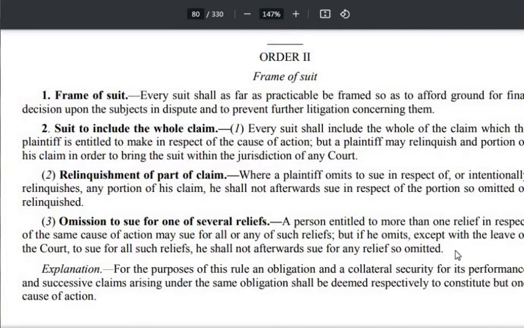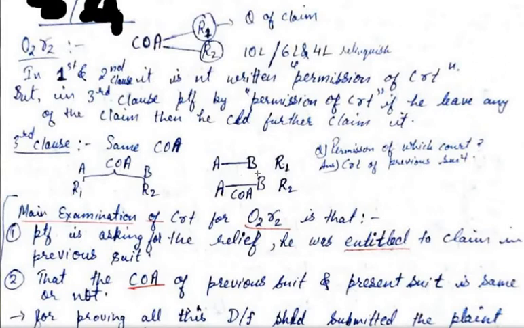So the point you have to observe is they are using the words same cause of action. Now suppose A had a cause of action against B. And on this cause of action A has got two reliefs, relief 1 and relief 2. Now A files a suit against B claiming relief 1. अब relief 2 उसने relinquish कर दिया और कोर्ट से कोई परमिशन भी नहीं लिया उसने. अब subsequent suit when he files A versus B, and now he is claiming relief 2. Will this suit be allowed?